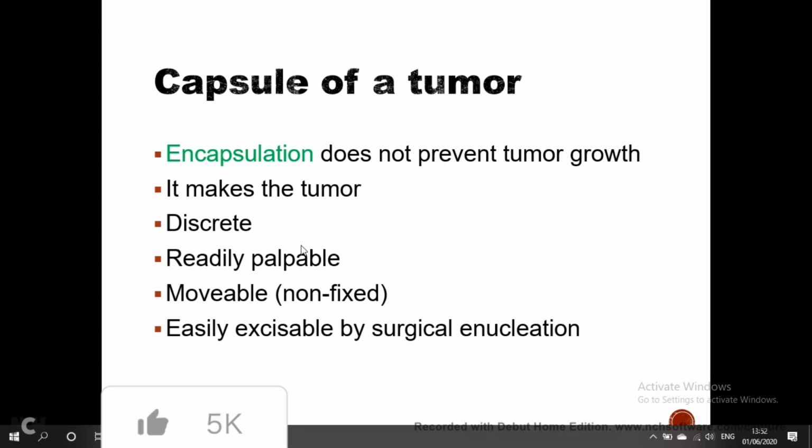It makes the tumor discrete. It makes the tumor palpable on examination. It also makes the tumor movable. Usually malignant tumors, since they do not have a good capsule, are fixed to the tissues. When you palpate the tumorous swelling, they do not move. And then this capsule makes the surgical removal of the tumor quite easy.